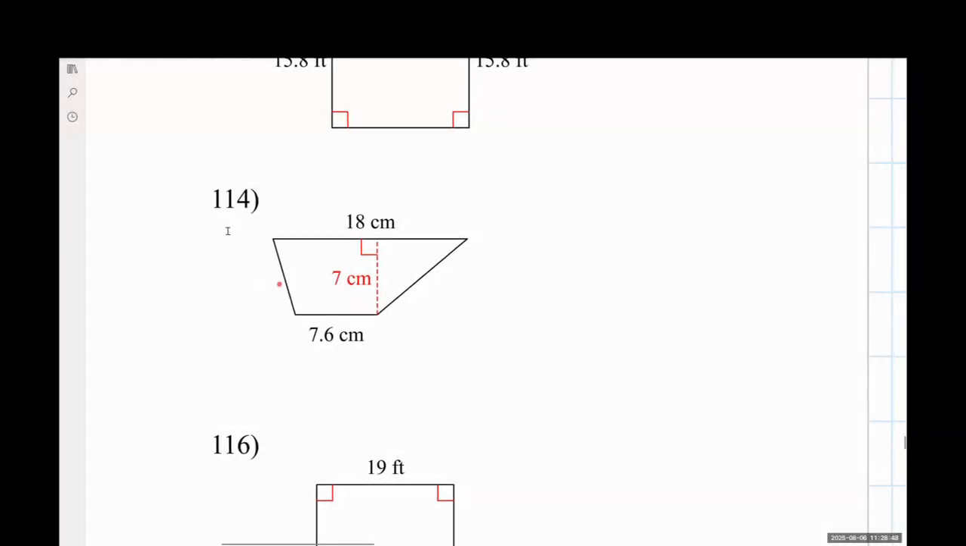Let's look at number 114 here. I just want to get us one more look at trapezoids. I think trapezoids are ones that give people the biggest headache, and understandably so with the different bases and things like that.